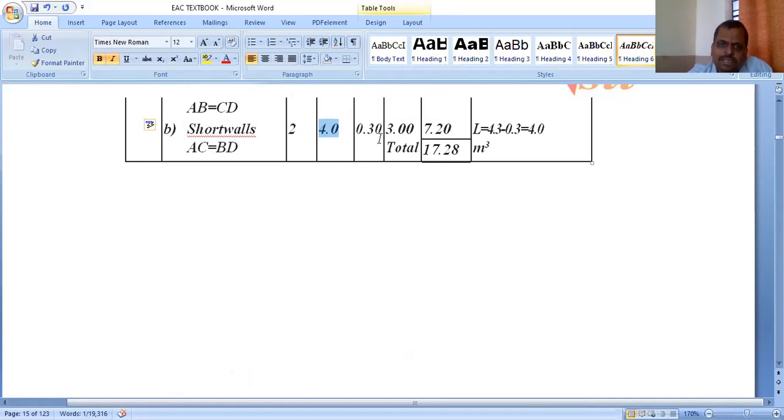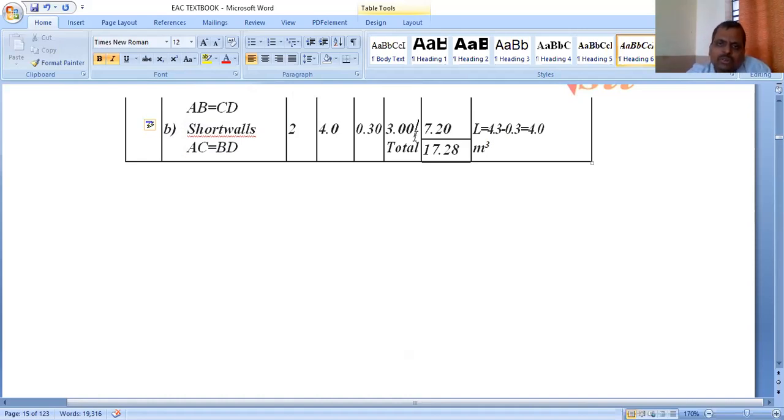The breadth remains the same, that is 0.3 meter, and the height also will remain the same, that is 3 meter. So just multiply 2 into 4 into 0.3 into 3, it will be 7.2 cubic meter. How much will it be? It will be 7.2 cubic meter.